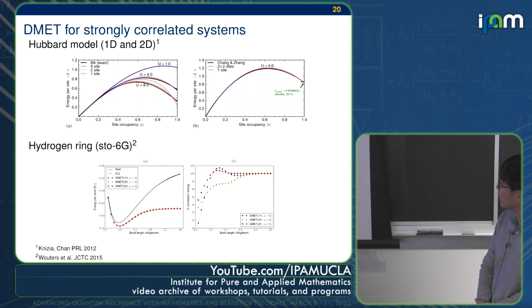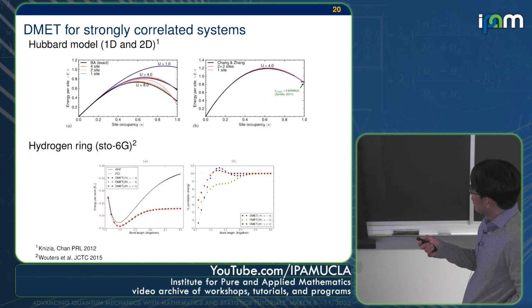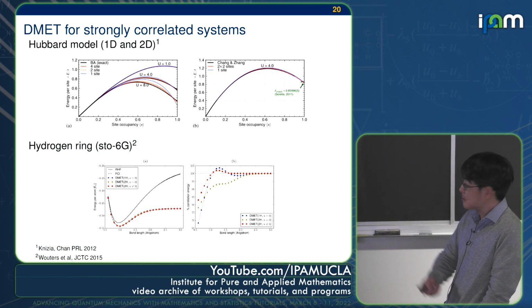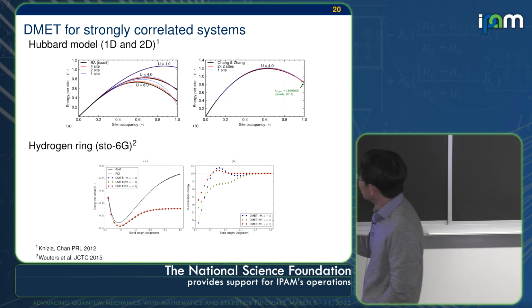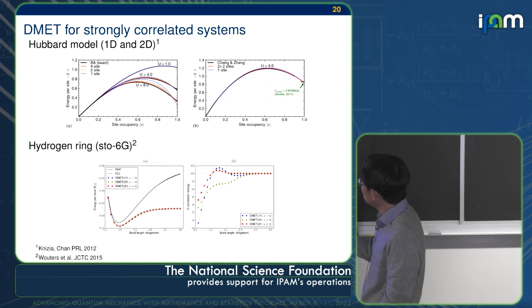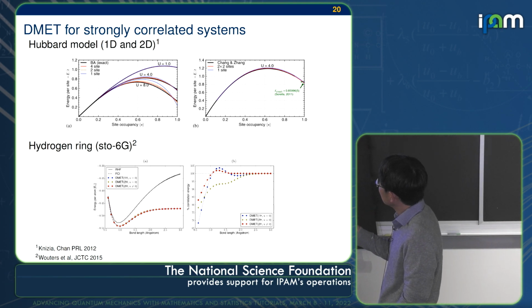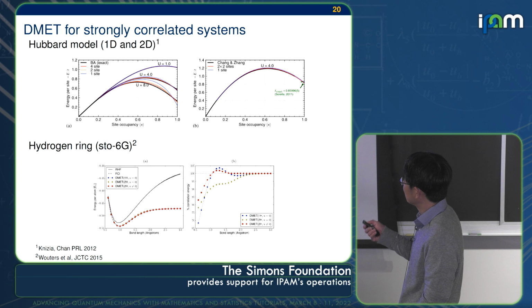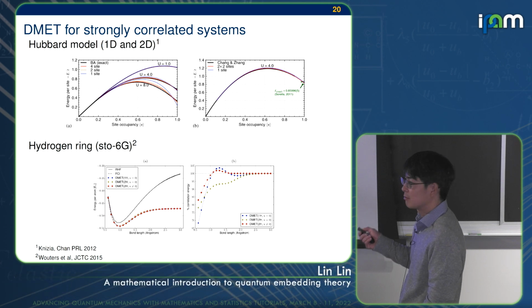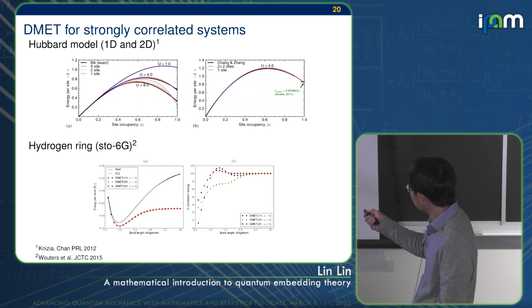Just to show a few pictures. One is they're all for strongly correlated systems where DFT is very hard to get right. For 1D and 2D Hubbard models, at a reasonably large U, which is definitely in the strongly correlated regime, you see the energy per site goes pretty well, which is not that easy. Some of them are doped.